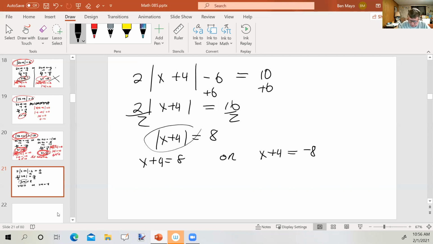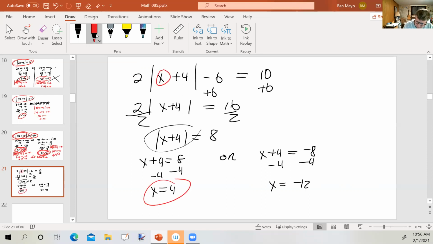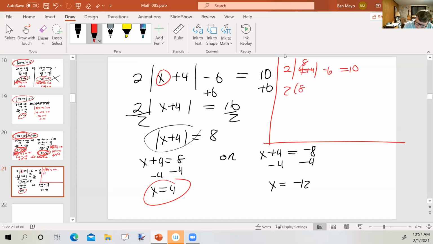So now, solving those two, this one on the left we'll subtract 4, x equals 4. The one on the right we'll subtract 4, x equals negative 12. Let's take this and put it right there. Okay, so checking it, I'm going to go back to my original equation. So I've got 2 times the absolute value of 4 plus 4 minus 6 equals 10. Well, 4 plus 4 is 8, and the absolute value of 8 is 8. So I get 16 minus 6 equals 10. 10 equals 10. This one checks.